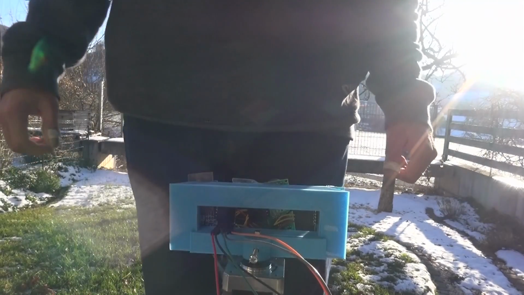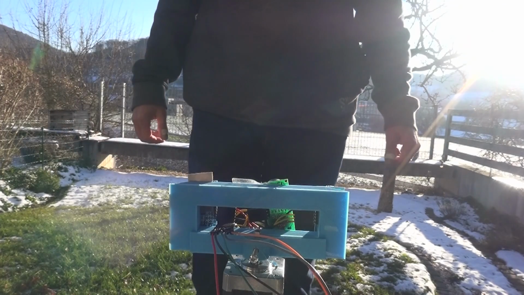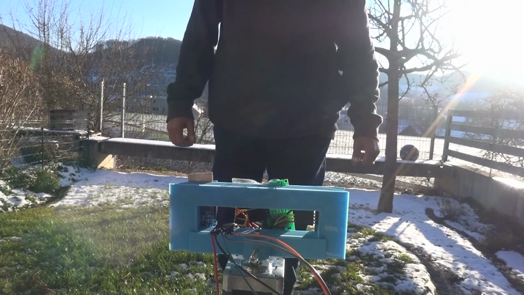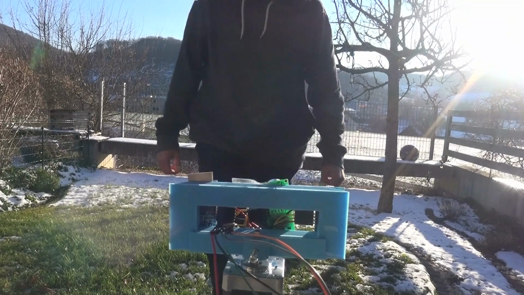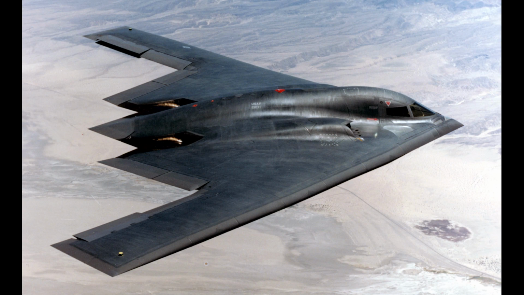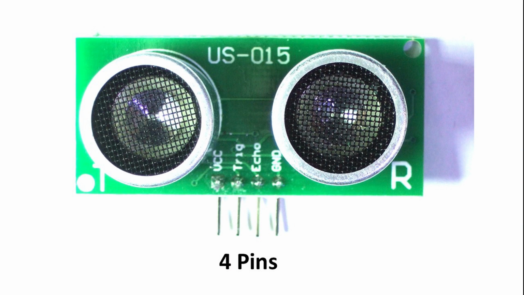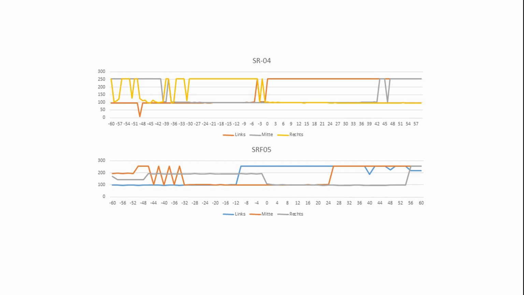Just to show you the influence of the obstacle, I want to detect myself. Because clothing does not reflect sound very well, the sensors were only able to detect me up to 50 centimeters. So for these sensors, I'm like a stealth bomber. One word to the quality of measurements of the three sensors. The US-15 provided the most stable measurements. As you see, the other two sensors were not always consistent. Therefore, I will use US-15 sensors for all my future projects.